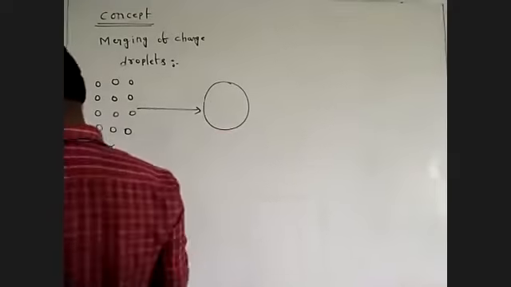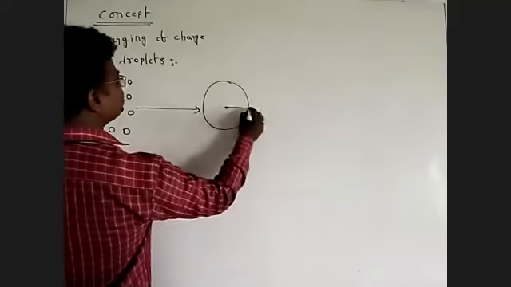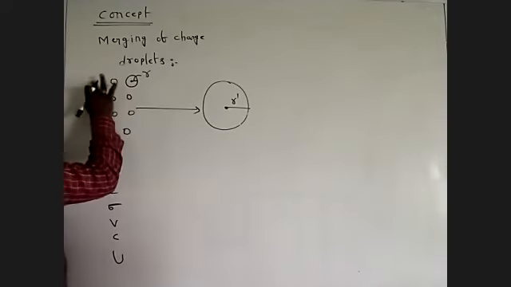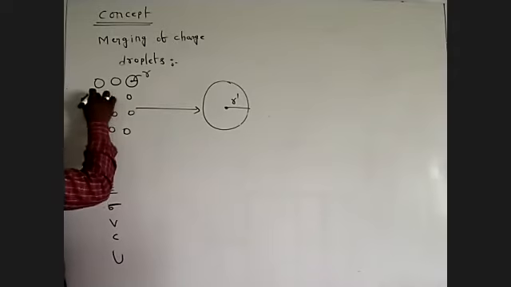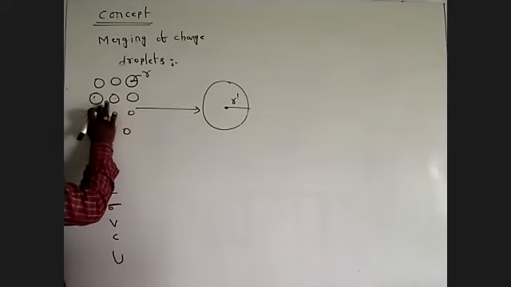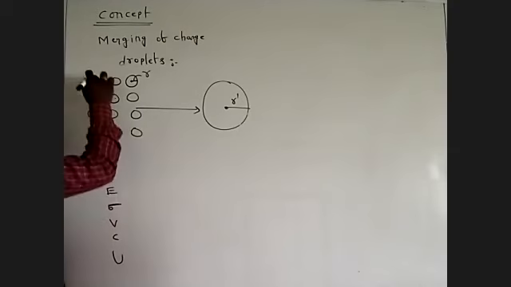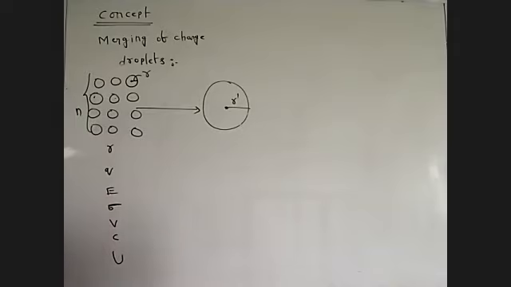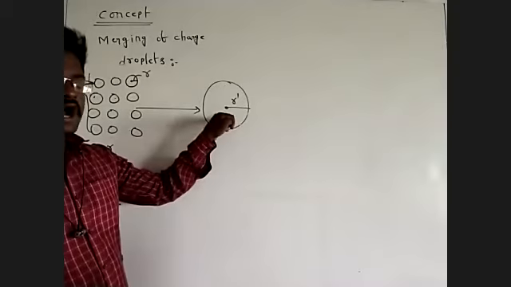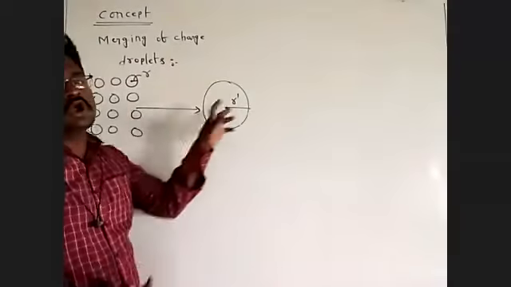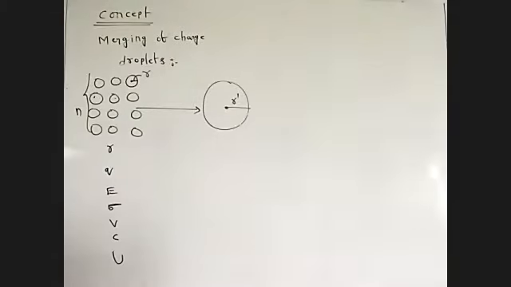For this one, what is the radius? We take the radius of the large drop as R dash. For the small droplet, the radius is R. But how many small droplets do we have? N numbers. This n number of small drops combine to form a single large water drop.